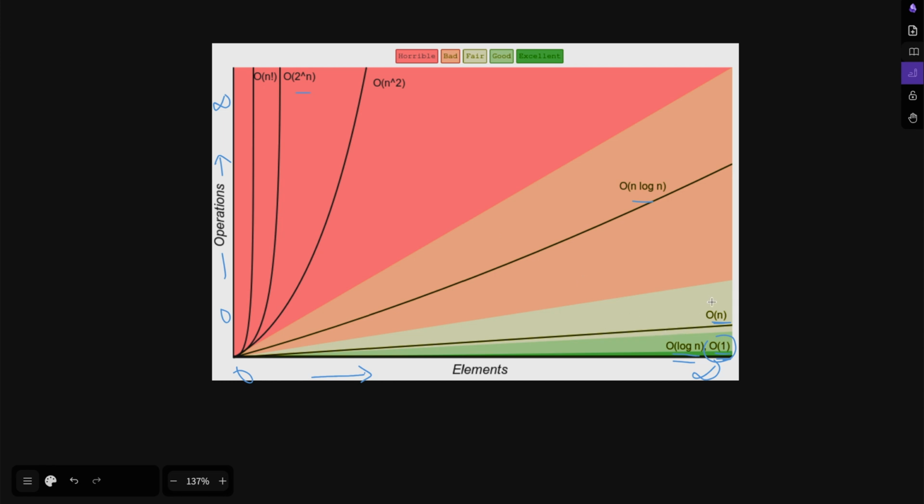So to recap, these are some of the best algorithms. Then this is a good time complexity, followed by bad and some really bad time complexities. So whenever we devise an algorithm, we aim for O(1), which is constant time operation. But practically, this is not usually something that we can achieve, but we always try to keep complexity in the green section here.